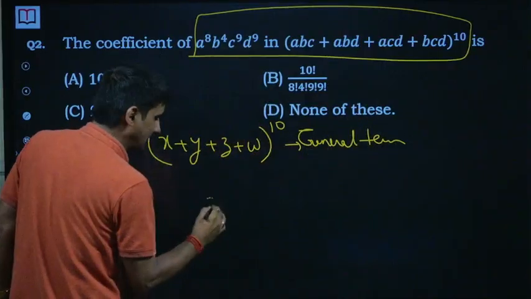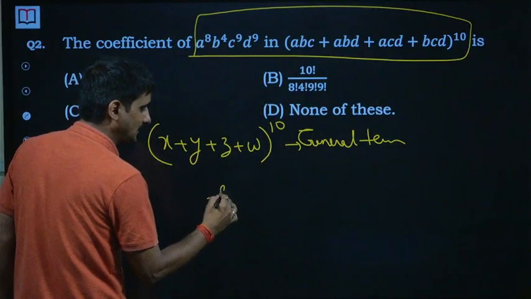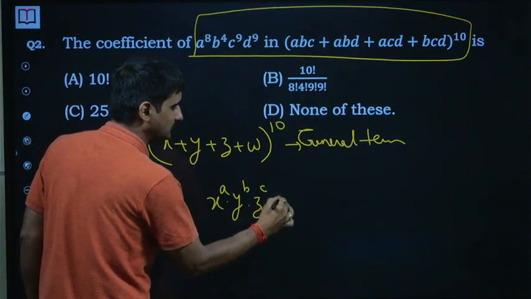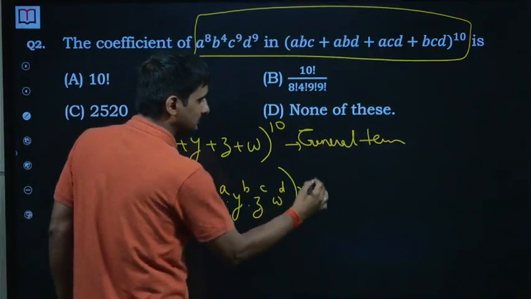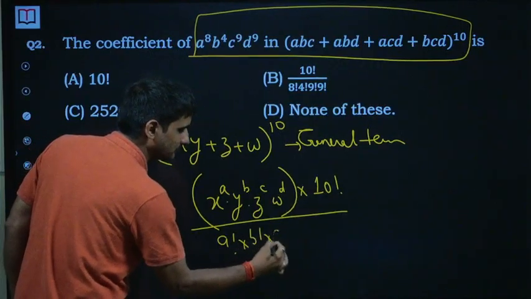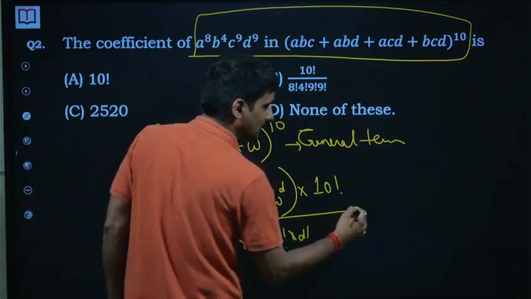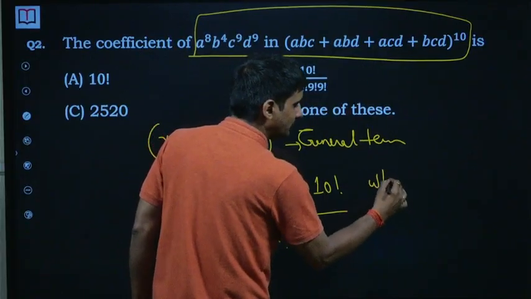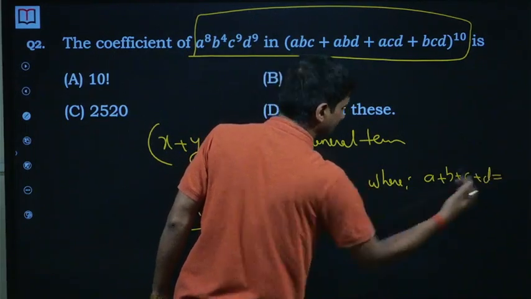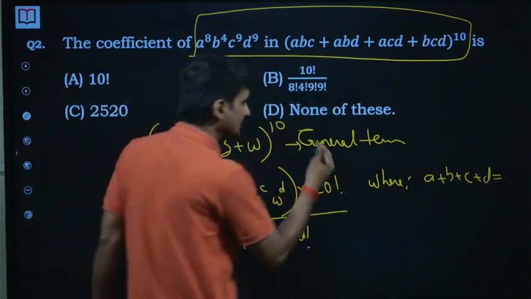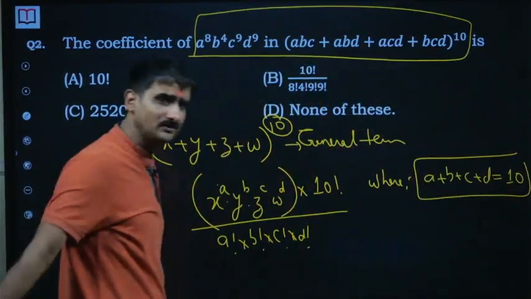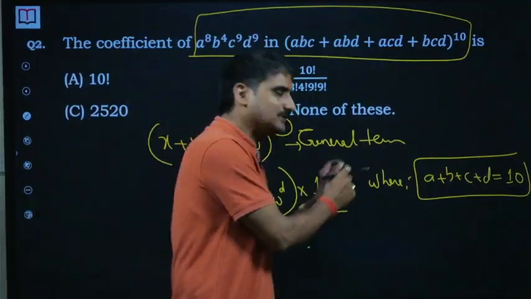So what is it? x raised to the power a, into y raised to the power b, into z raised to the power c, w raised to the power d, into 10 factorial over a factorial, b factorial, c factorial, d factorial, and the most important, the very crucial part is that the sum of all these powers has to be 10. So that's it. The same thing we'll be using here.